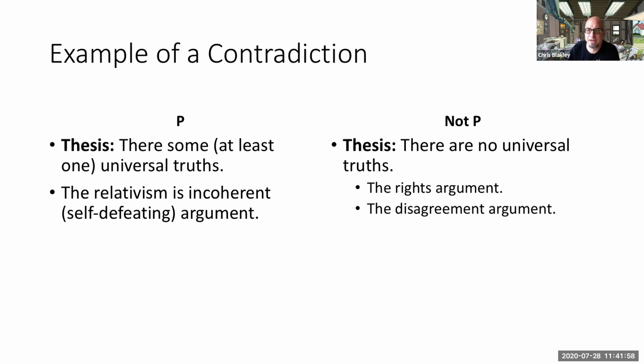And on the other side, the not P, we have the relativist thesis, the view that there are no universal truths. In other words, that there are just particular truths that are dependent upon or relative to individuals. And there are many different arguments that we might give for those positions. And so resolving a contradiction would mean evaluating each of those arguments and seeing which side had the better argument on its side, logically speaking. And again, what we mean by the better argument, logically speaking, we'll flesh that idea out here in this lecture.